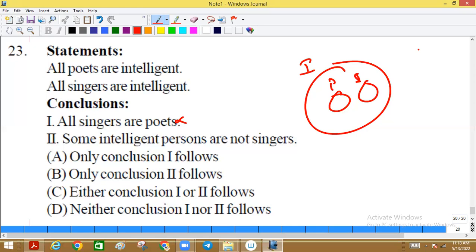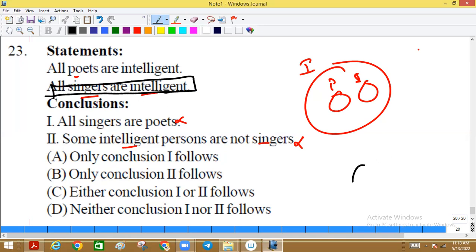How? See here. What's the relation between intelligent persons and singers? Positive or negative? Positive. What is the conclusion? Is it correct? No. I will tell how. You may get confused again, so I will explain. Let's see here. I'm taking only this particular statement. I'm not taking the other statement, leave that.